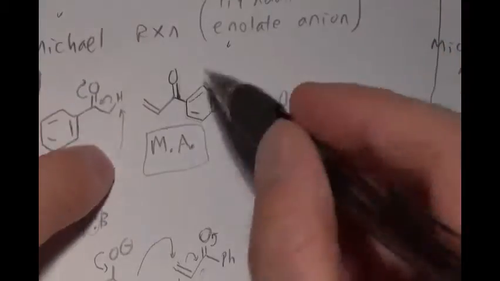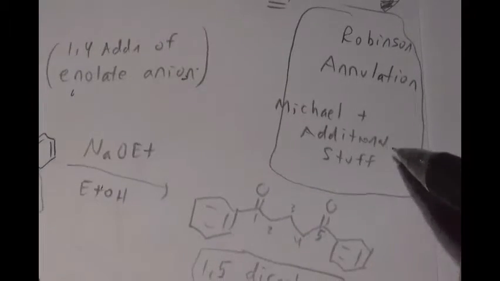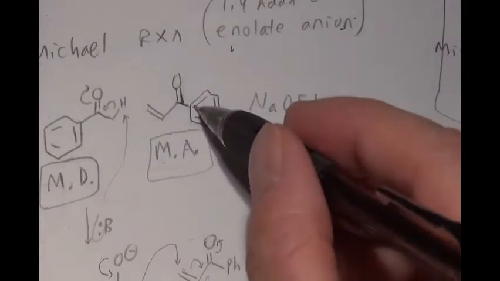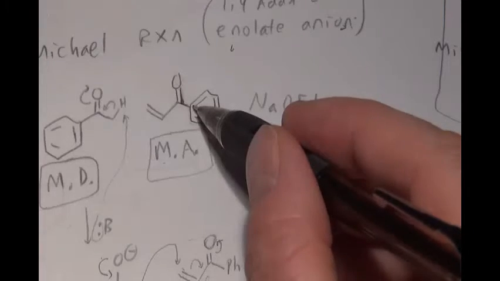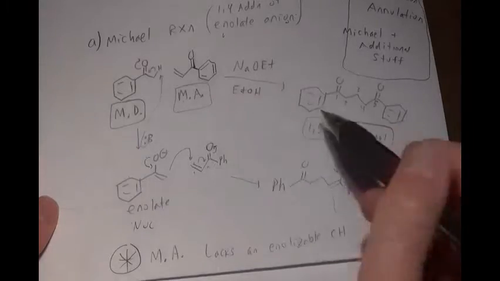And guess what's going to happen if we have a CH there? That's going to be the crazy one, the Robinson. The Robinson's the Michael plus additional stuff. So when we have no enolizable CH, we get the simple Michael. And what's the product of a simple Michael? A 1,5-dicarbonyl. Let's show another example of a simple Michael.